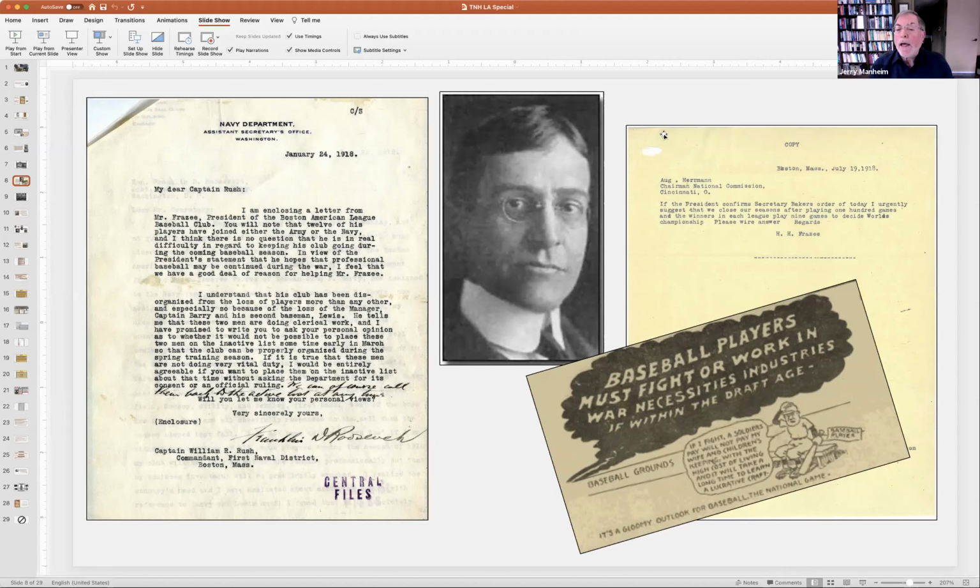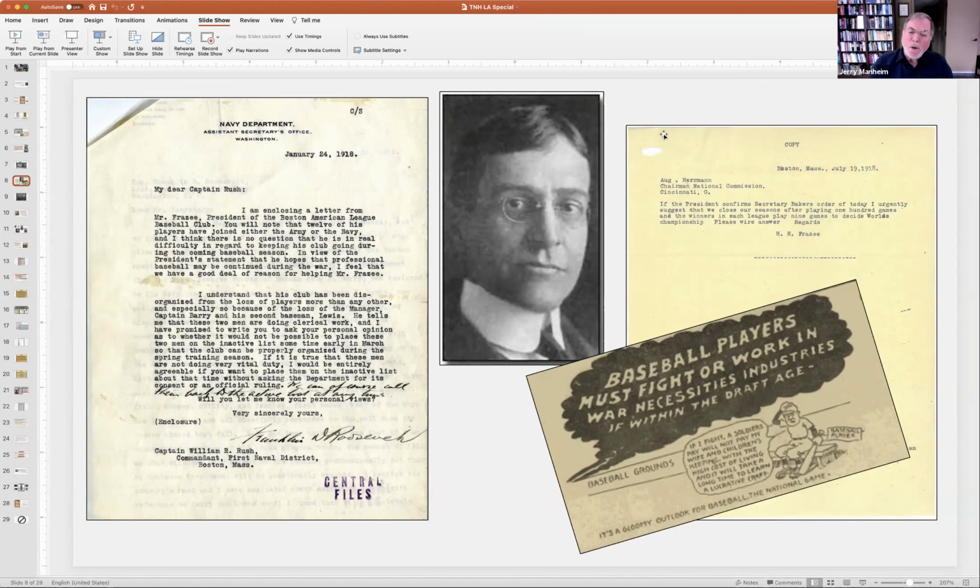By July of 1918, the man in the middle there, Newton Baker, who was Secretary of War, had instituted the draft about a month earlier, and he had exempted baseball players, but then he lifted the exemption in July. And here's another letter or a telegram from Frazee to Gary Herman, who was the chairman of the National Commission, saying that really we might need to shorten our season.